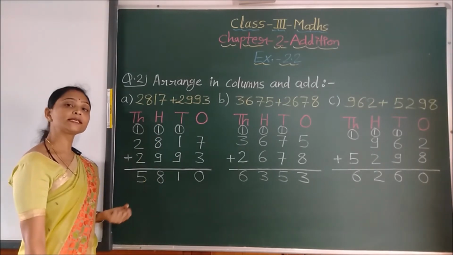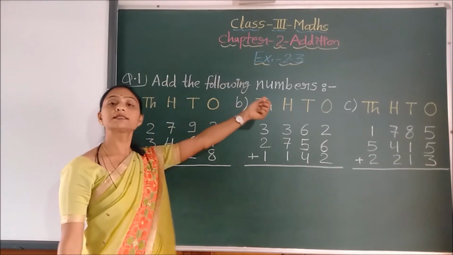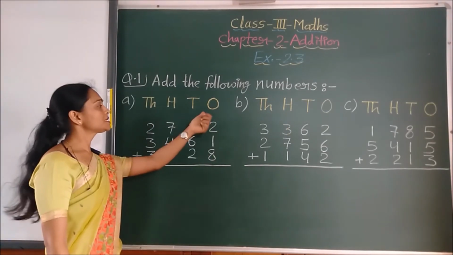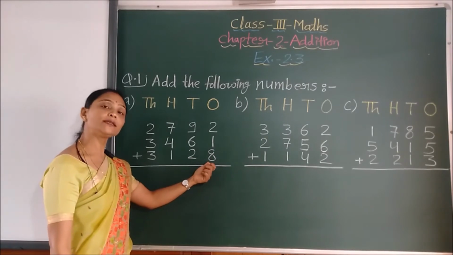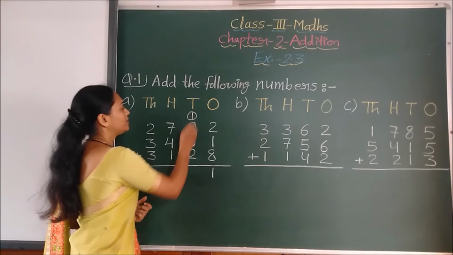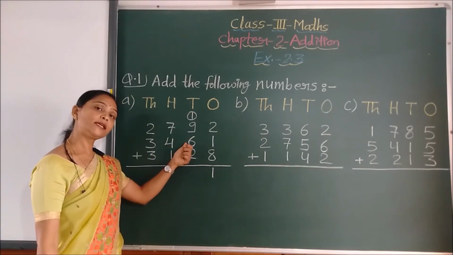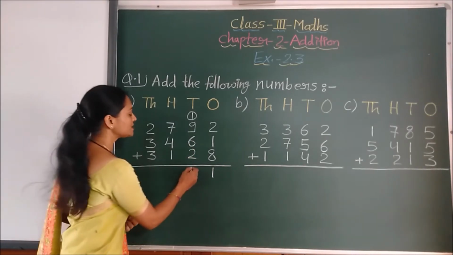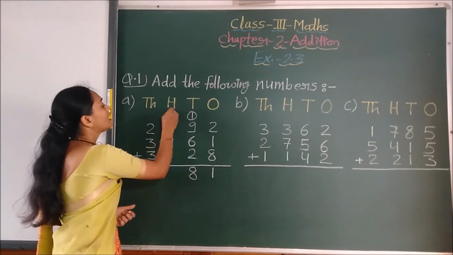Now we will see exercise 2.3. Now let's see question number 1, exercise 2.3. Add the following numbers. So we have to start addition from the ones place. 2 plus 1, 3, and 3 plus 8, 11. So we have to write here 1 and 1 carry over up. Now 1 plus 9, 10, and 10 plus 6, 16. Then 16 plus 2, it is 18. So we have to write here 8 and 1 carry over up.